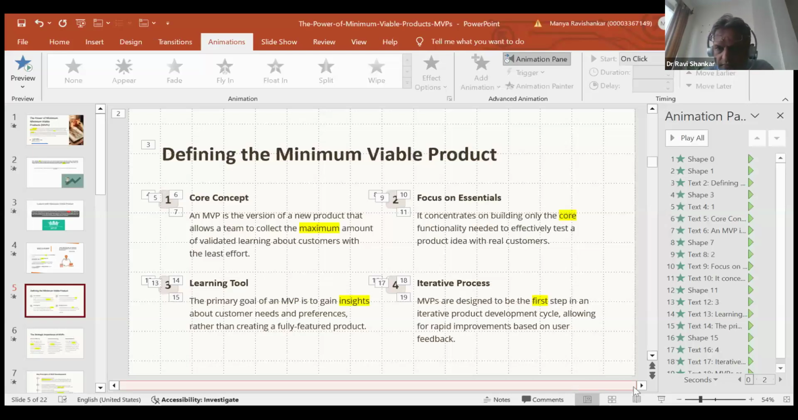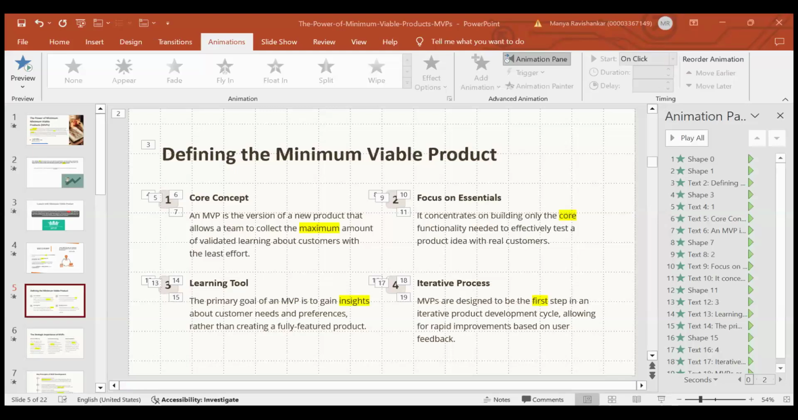Now I'm sharing again. Now is it visible? No, visible. I'm on slide number 4. Visible. But you have to click on the slideshow button. Which I have done actually.